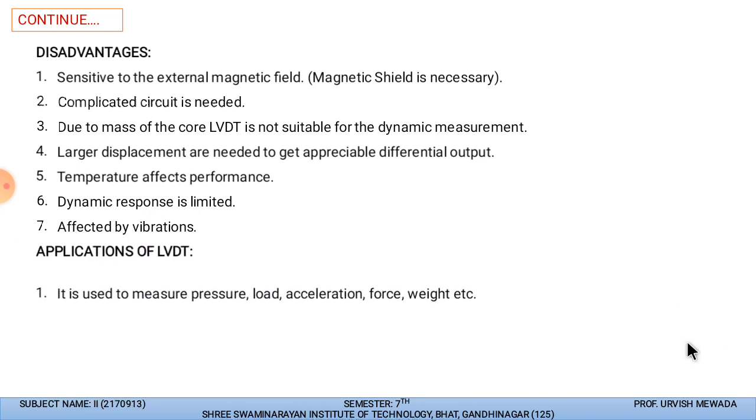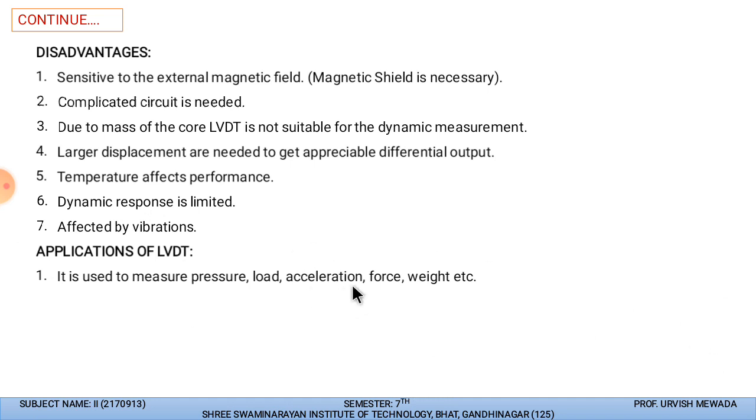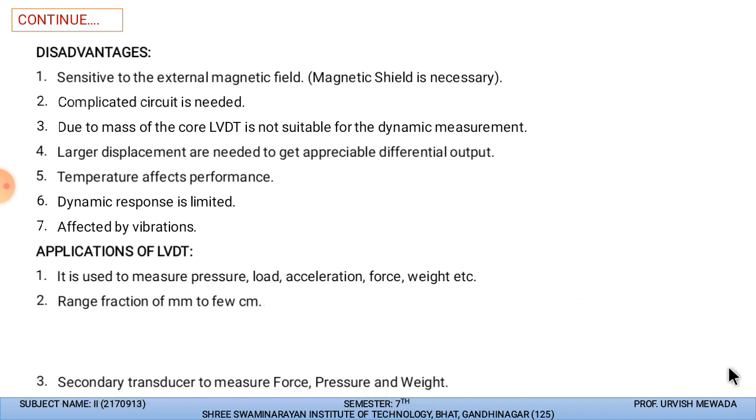Then applications of LVDT: it is used to measure pressure, load, acceleration, force, and weight. Right now we are using LVDT for displacement measurement. In the coming chapters we will see the other applications of the LVDT: pressure measurement, load and acceleration measurement, force measurement, and weight measurement. The range is a fraction of a millimeter to a few centimeters, because if the movement is large, it requires a large structure.